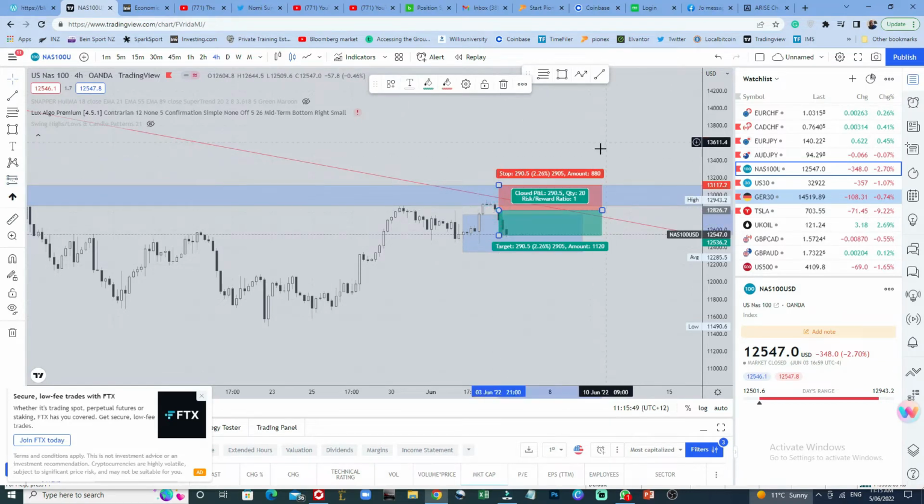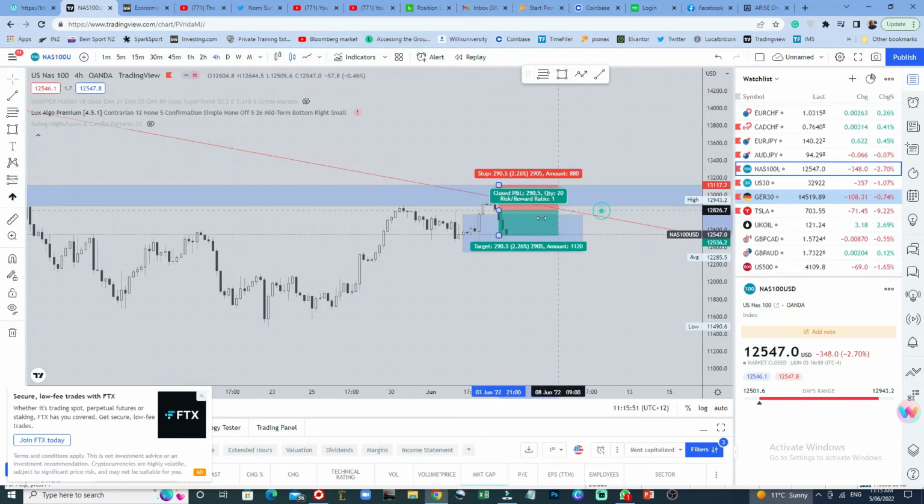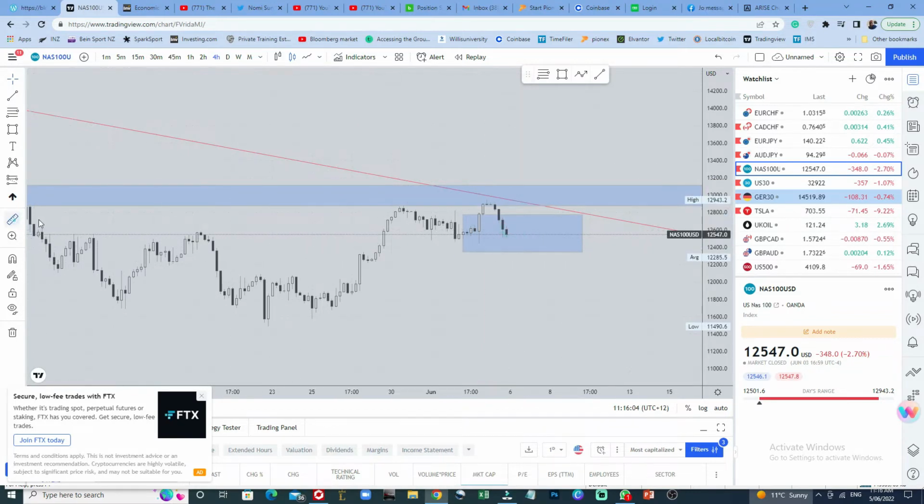you would have still been in profit. You see, you would have still been in profit with a 1-to-1 risk ratio. But that's fine. Now let's see how many pips that would have been if you had entered here, down here.